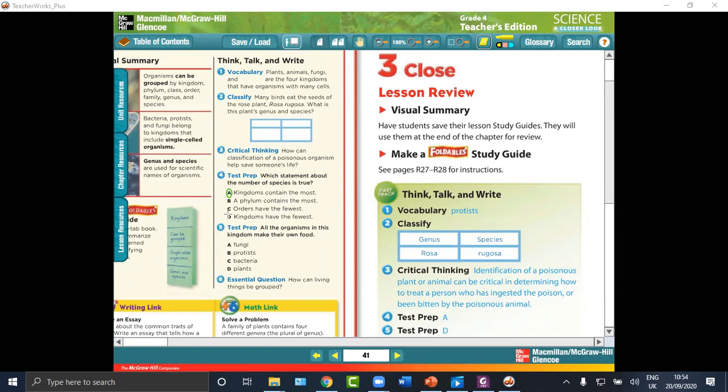Hamad Yahya. Number 5. All the organisms in this kingdom make their own food. Which choice? Plants, yes. Put a circle around plants.